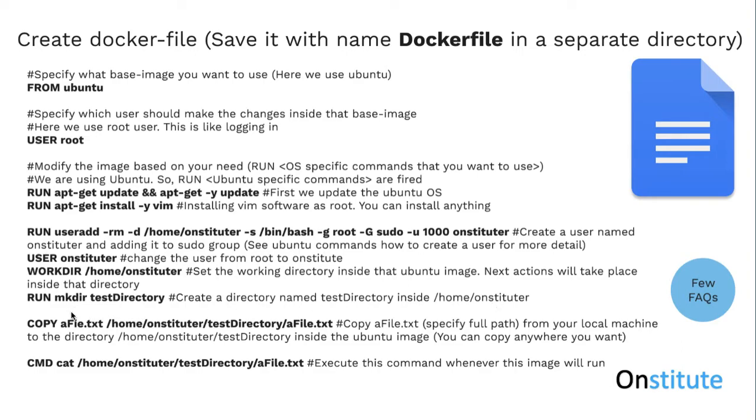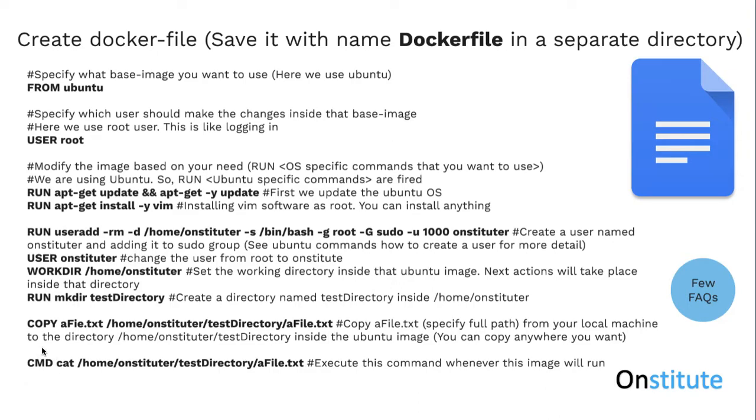If you want to copy a local file to a specific place inside a Docker image, then you can utilize this COPY command. This COPY command is followed by the name of the file in your local file system, followed by the place inside the image where you want to actually copy that file. Here I want to copy file.txt from my local machine to the /home/Onstitute/testdirectory of the image. There can be any number of commands, like any number of RUN, any number of COPY in here.